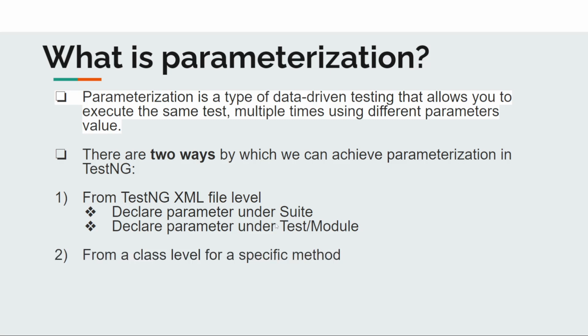And the other form is that you can declare your parameter values at the class level for a specific method. Sometimes you have a specific method and you need to pass multiple sets of data for that method to test. That time you can also declare your parameter in a specific method at the class level. Let's see.